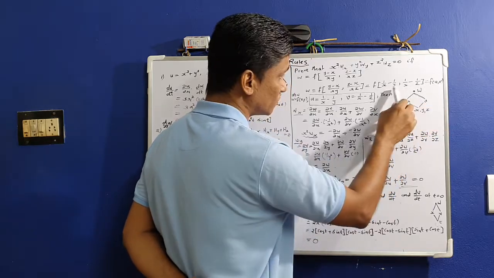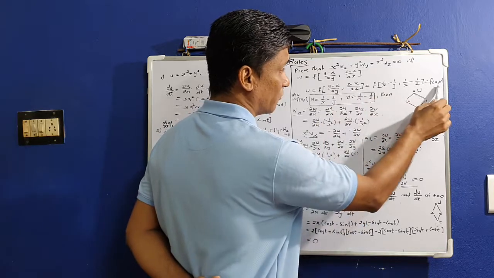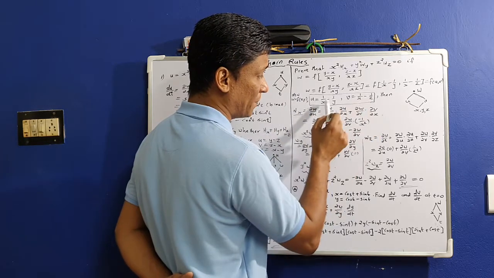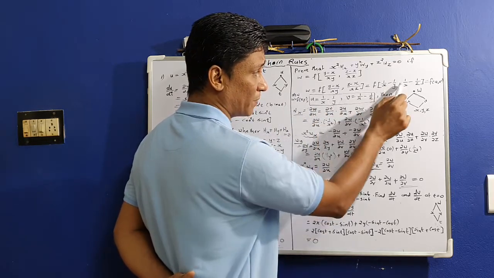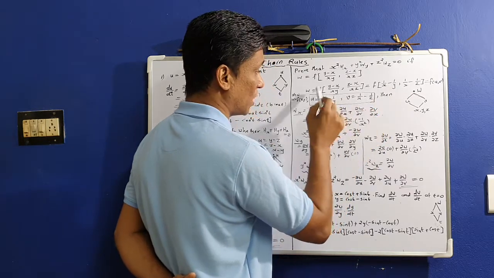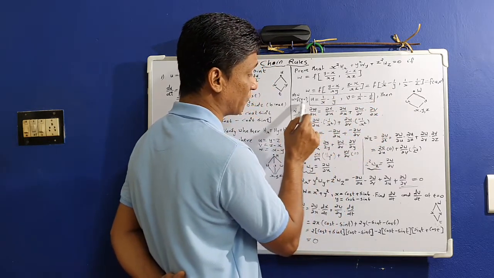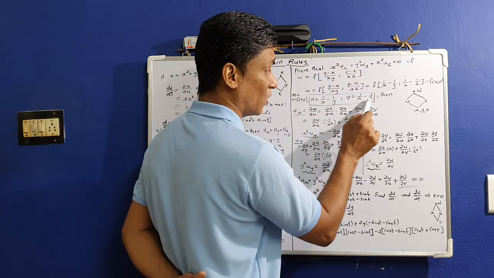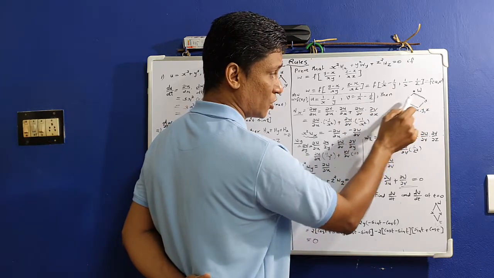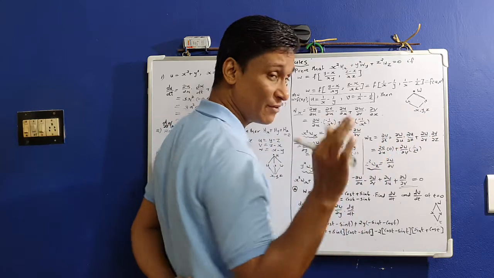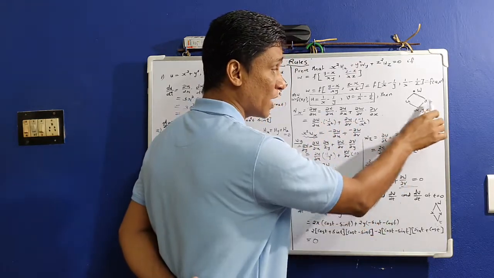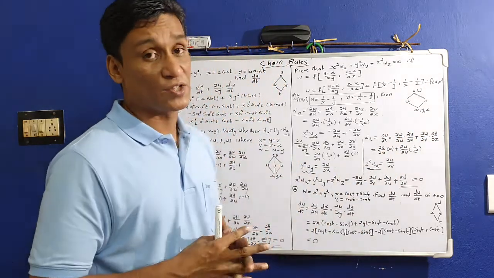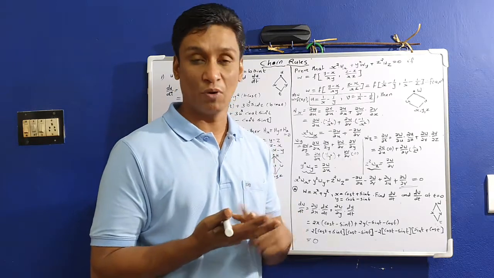So w equal to f of u, v, where u equal to 1 by x minus 1 by y, v equal to 1 by x minus 1 by z. So our function has been reduced to this form, and this will be our diagram. w depends on u and v, which depend on three variables x, y and z. So basically w contains three variables: variable x, variable y and variable z.